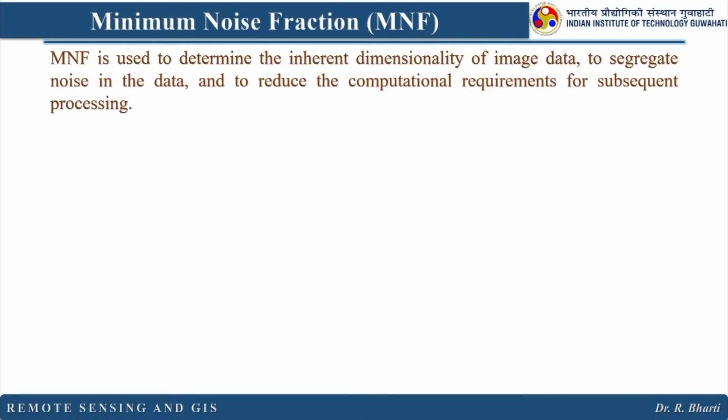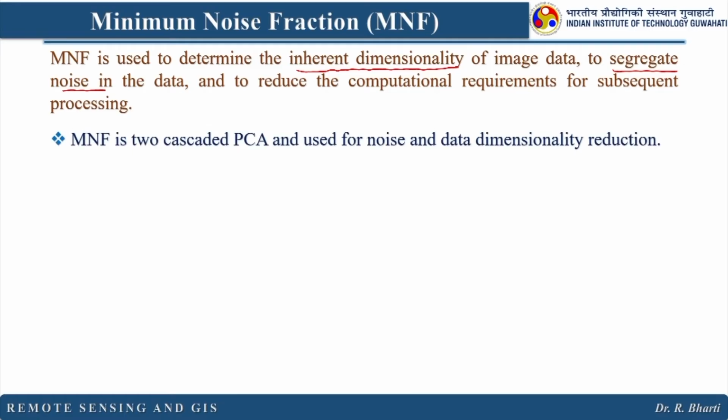Here these two terms are very important. First one is to identify inherent dimensionality and second one is to segregate noise from the data. So these two things we are going to perform when we are talking about MNF, minimum noise fraction.